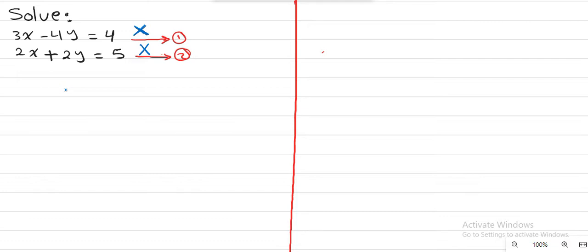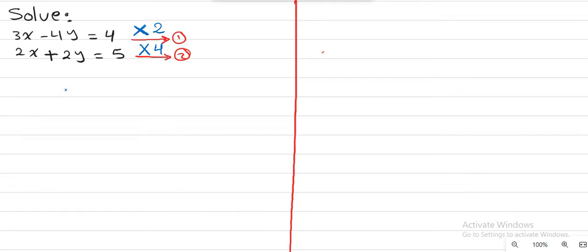But it's better to choose the variable with different signs if it exists, to simplify calculations. Here we have x with the same sign, y with different signs, so we'll choose y. Multiply the first equation by the coefficient of y in the second, multiply the second by the coefficient of y in the first, and get the new equations.